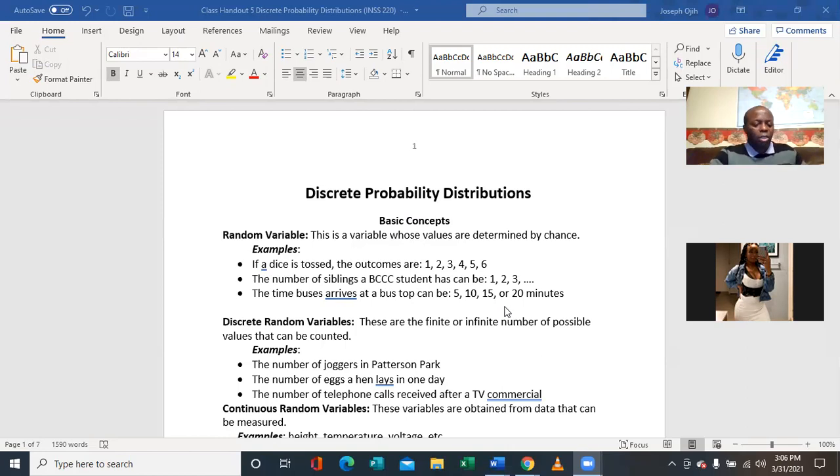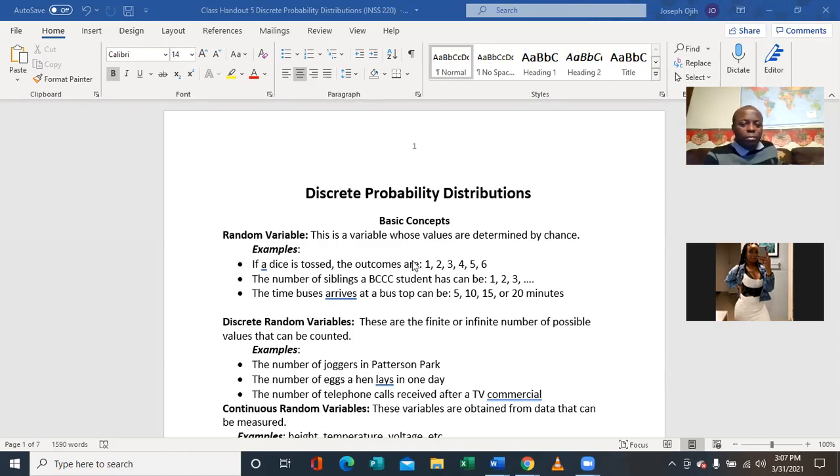Now, we begin with the basic concepts, things like random variables, discrete random variables, and so forth. Random variable simply means any variable in which the values are determined by chance. A good example: I toss a dice. If a dice is tossed, either one can show up, or three, or two, any of them can show up at random.